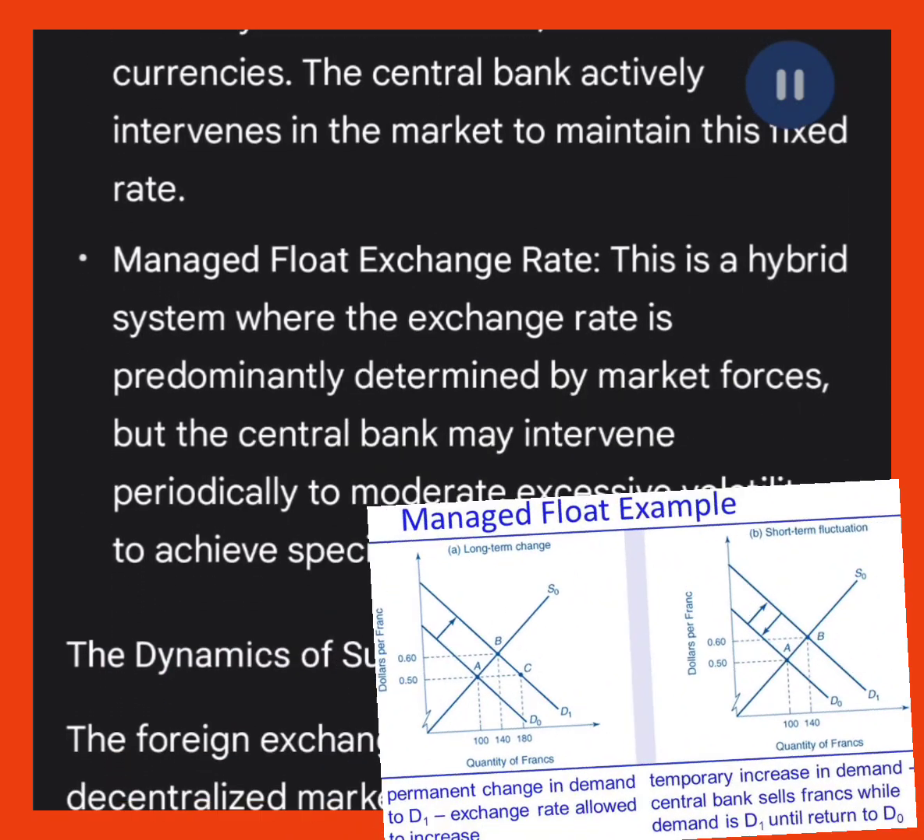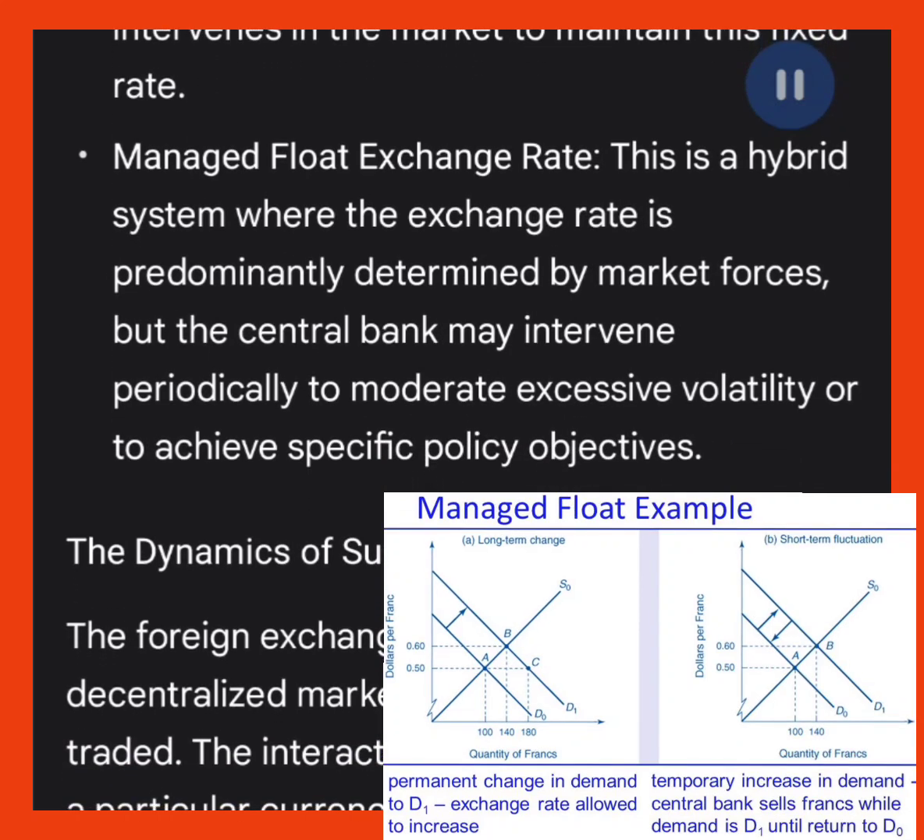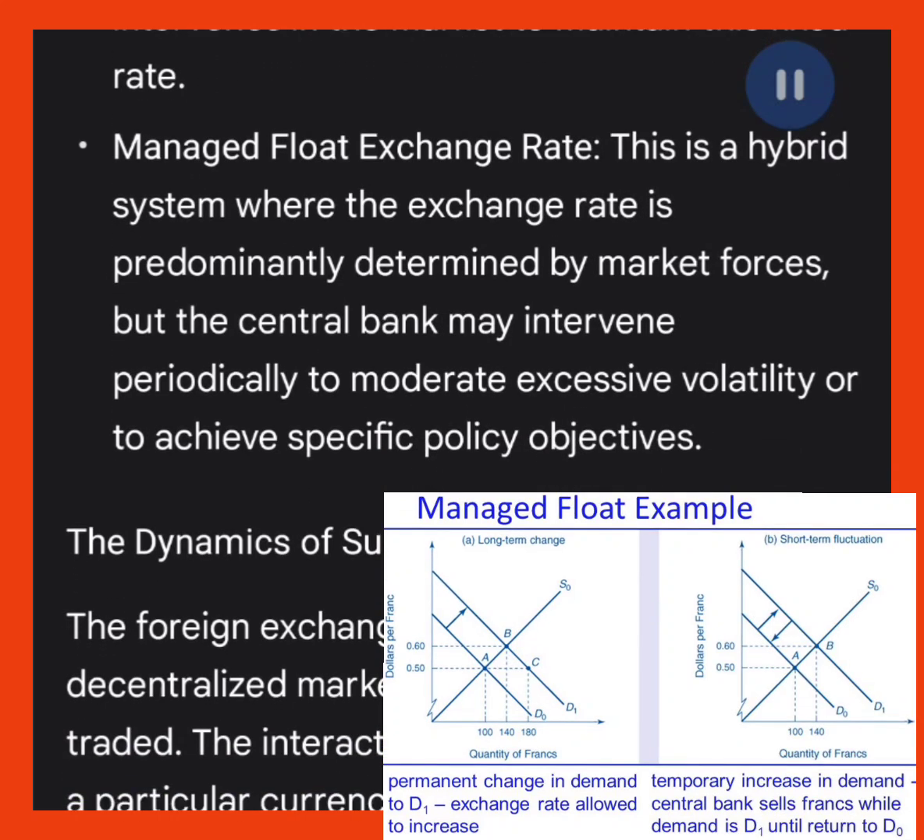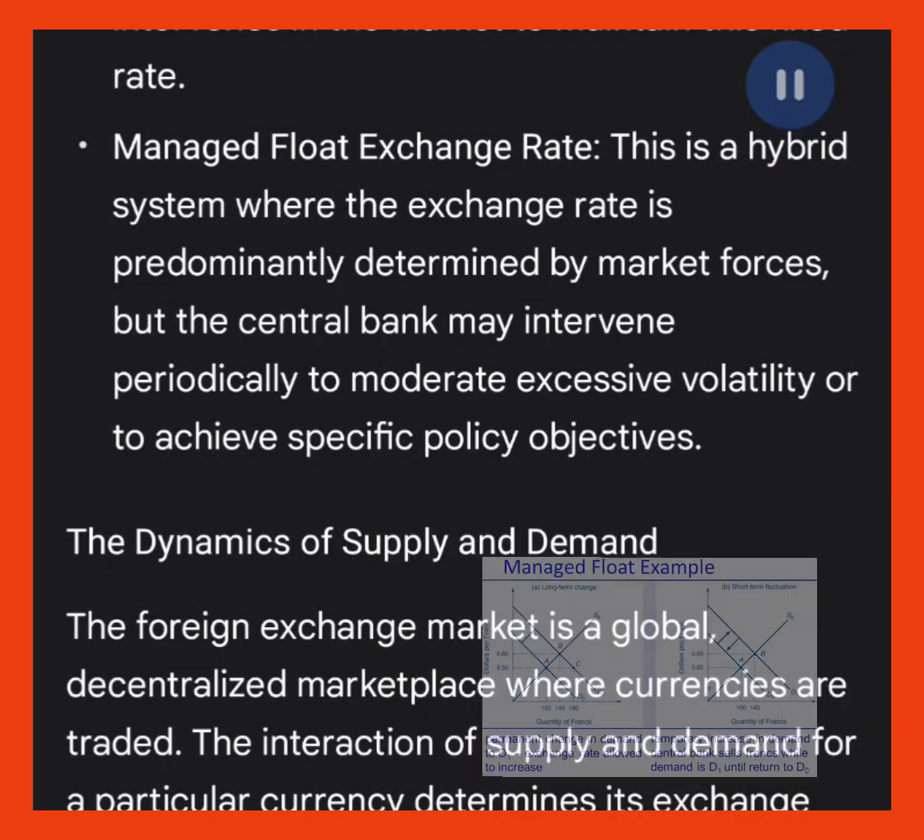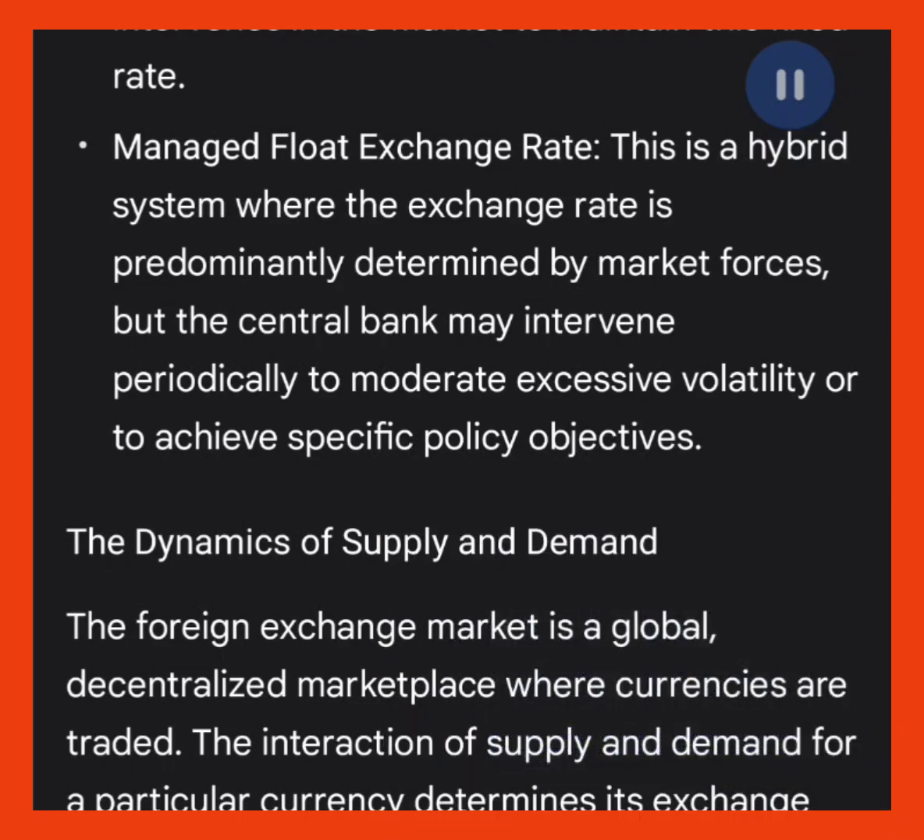Managed float exchange rate. This is a hybrid system where the exchange rate is predominantly determined by market forces, but the central bank may intervene periodically to moderate excessive volatility or to achieve specific policy objectives.